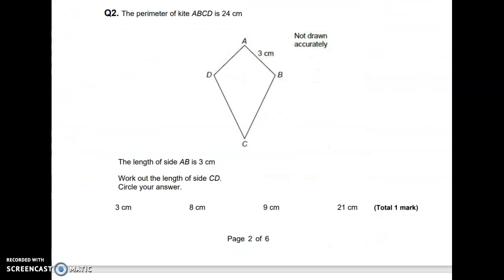So the perimeter of this kite is 24 centimetres, and the one side is 3. So work out the length of CD. So CD starts at C, ends up at D. So it's after that length there.